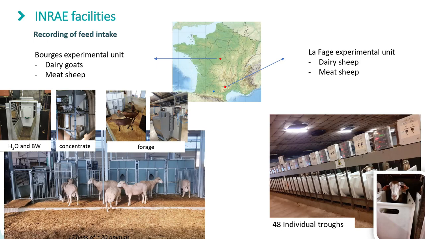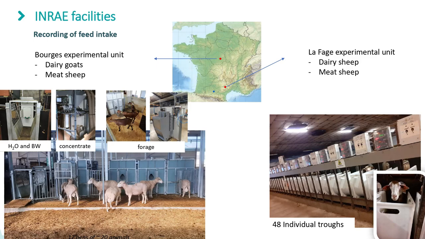For small ruminants, we have two areas where we can collect feed intake. We are here in the blue point in the south. The red point is Lafage, an experimental farm where we can collect individual feed intake in dairy sheep, of the Lacaune breed. We collect it with individual troughs. All the ewes are together in a pen, but they can eat from only one trough. They learn which trough they can use, and they get feed only from the one they are allowed to go to.